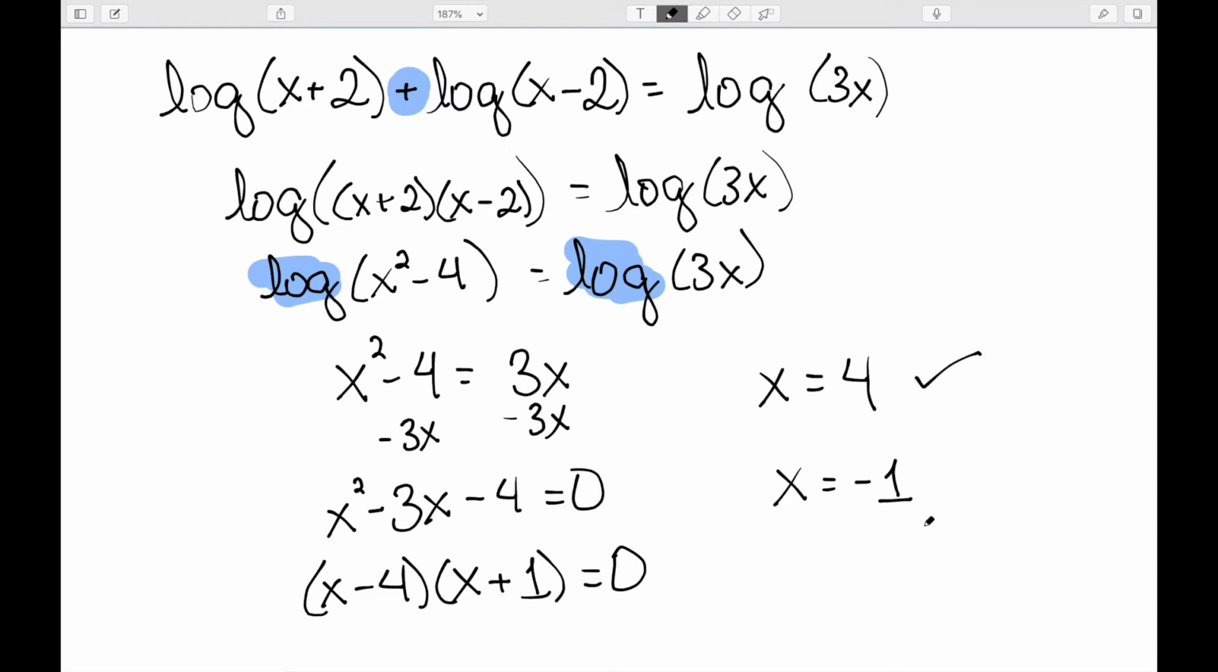If I plug in negative 1, log of negative 1 plus 2, negative 1 plus 2 is 1. I can take the logarithm of 1. But here, if I plug in negative 1, I have the logarithm of negative 1 minus 2, or log of negative 3. And that's bad. I cannot take the logarithm of a negative number. So my only solution is x equal to 4.